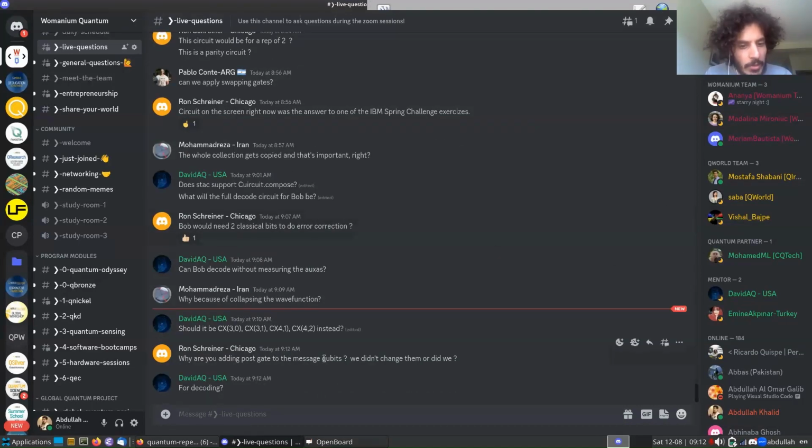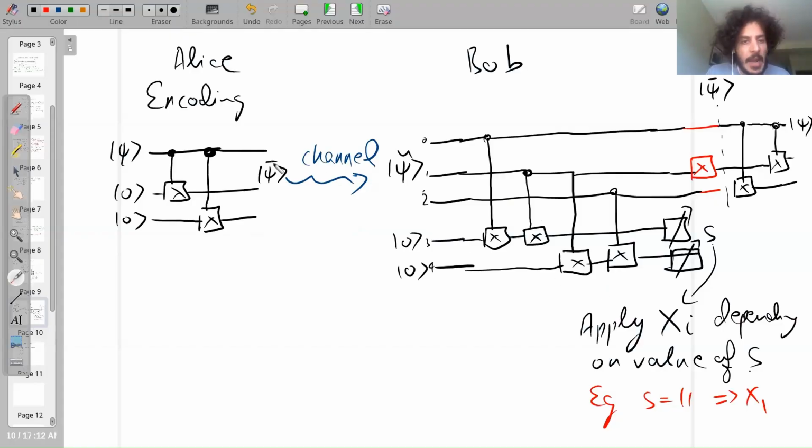Why are we adding a gate to the message qubit? We didn't change the merge gate, right? So there's an error here. Remember that there's an error of some sort that distorted psi to psi tilde. Bob, with the syndrome measurement circuit, is going to determine where the error has occurred, right? So this S will tell him where the error has occurred. So if the error has, for example, occurred on X1, he will apply an X gate to fix this, right? Part of decoding is actually fixing the corrupted code word to the corrected code word. And this X is fixing it to the correct code word. Once he has fixed it, then he can reverse it and get back psi.